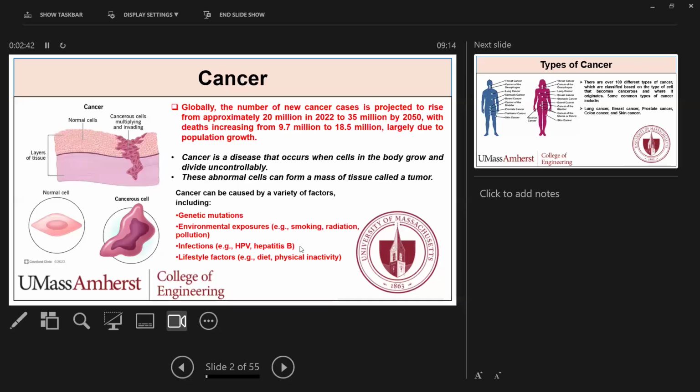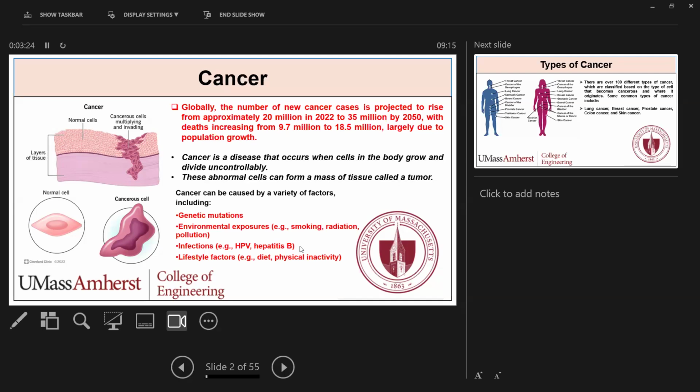To start with, we all know cancer is a deadliest disease or disorder, right? But we actually do not know how exactly it is deadly. Globally, the number of new cancer cases is projected to rise approximately from 20 million in 2022 to 35 million. Can you imagine, almost a 15 million increase by 2050, with deaths increasing from 9.7 million to 18.5 million. From these numbers, you can imagine how deadly it is spreading in the current scenario.